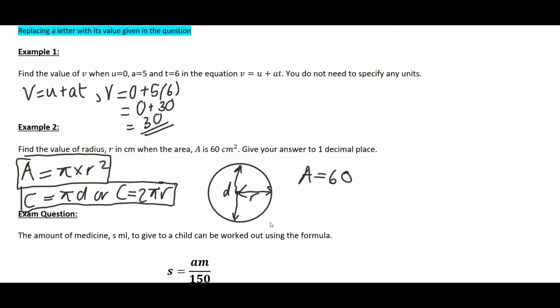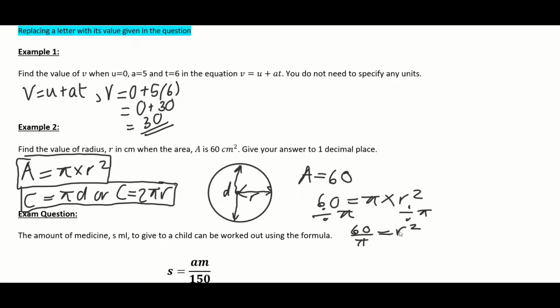Okay, so 60 equals pi times r squared, but we want the radius. So what we can do is divide by pi on the right hand side and on the left hand side. So that means that you've got 60 over pi equals r squared. Okay, so it's r squared.